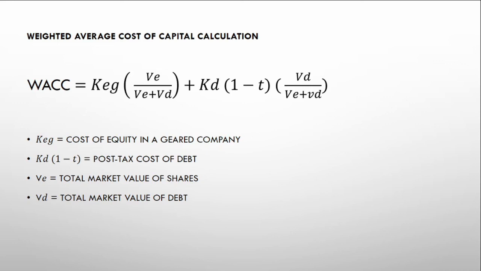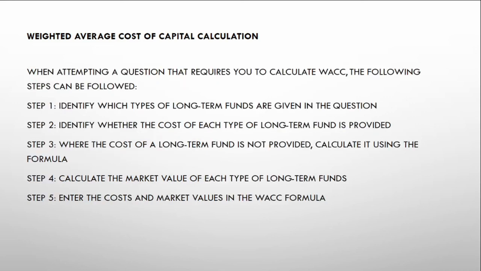We will also need to know what the total market value of our ordinary shares are, and we will need to weight this. The total market value of our ordinary shares is shown by VE in the formula. Then we have VD, which is the total market value of debt. So once we have our market values and we have our cost of equity and cost of debt, we can calculate our WACC.